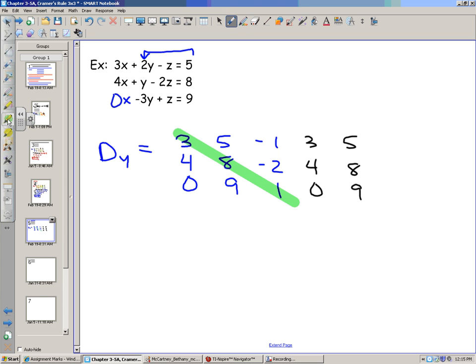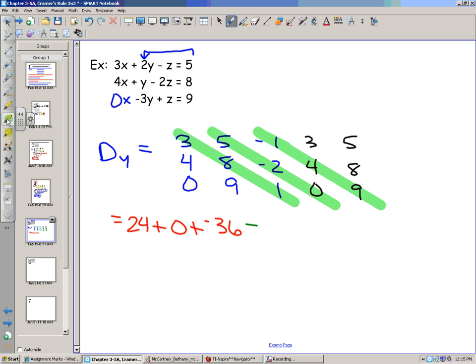3 times 8 times 1 plus 0 plus negative 36. Now what? Minus 0 minus negative 54 minus 1 times 4 times 5 gives you 20. Do we all see that?